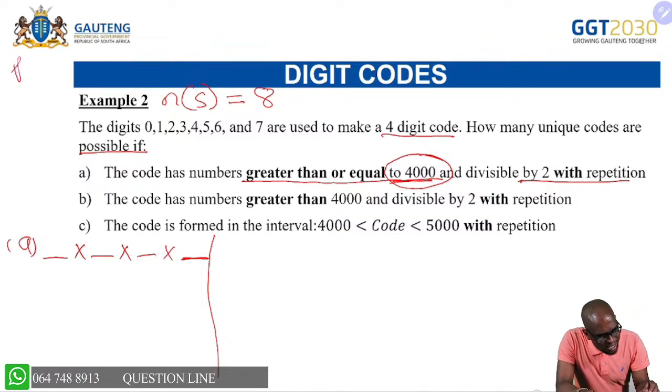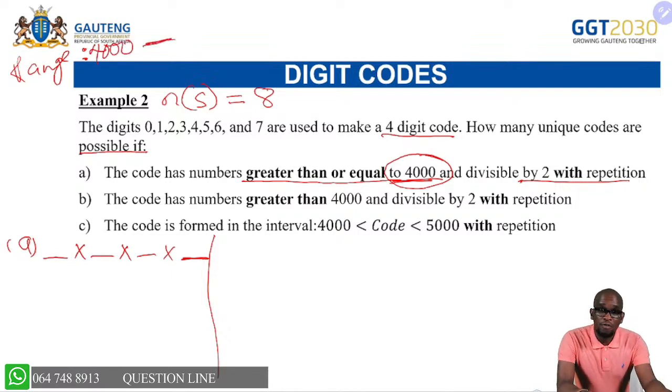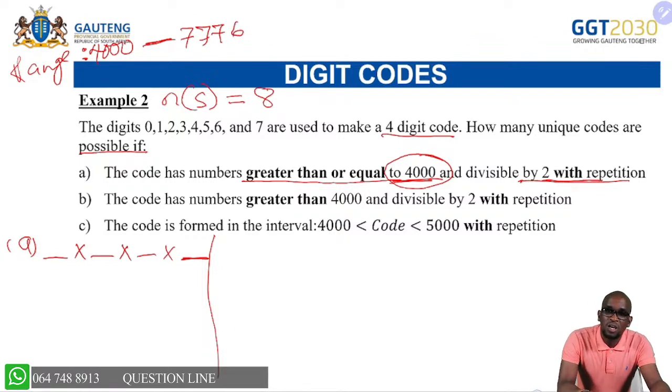If you look at the range of these codes, it must start from 4,000 up until, obviously, the biggest one, which should start with the number 7. And if you are allowed to repeat, the biggest one will contain all the biggest numbers, but the last number should be the biggest number in the sample size that is divisible by 2. So that would be the range of the codes that they want you to obtain in this case.